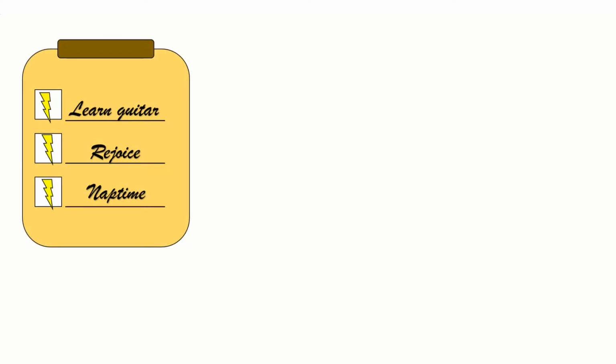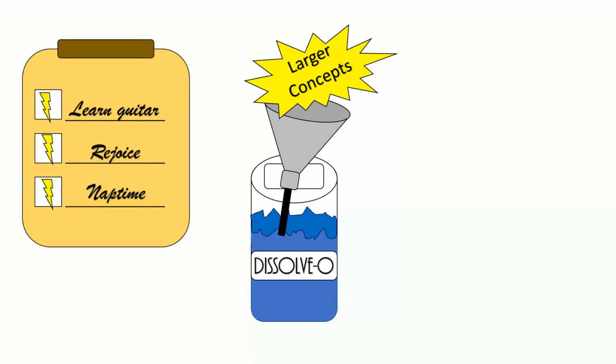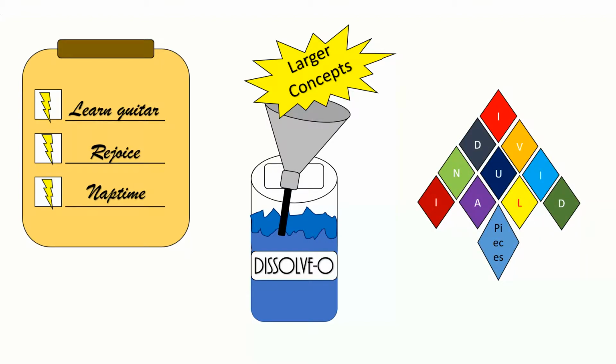of exactly what it is we are trying to accomplish. The more thorough we can dissolve these larger concepts, the easier each individual piece will be to learn. And as we glue these little pieces back together, our knowledge eventually becomes whole.